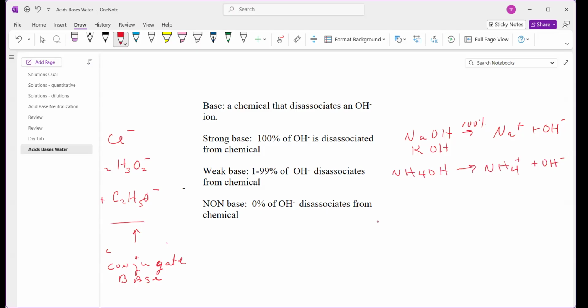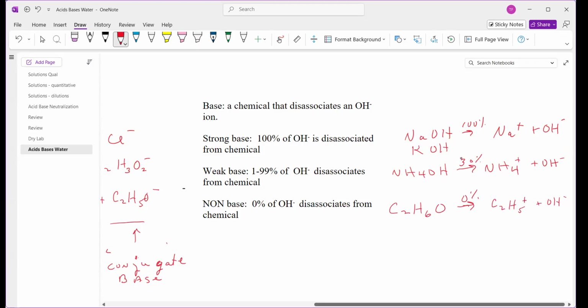Ammonium hydroxide. Ferguson's bug spray. And then if we look at so strong, weak, non-acid or non-base.